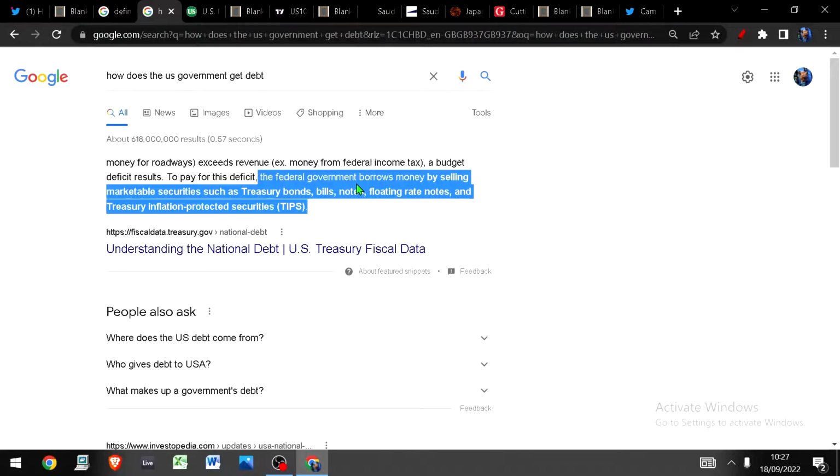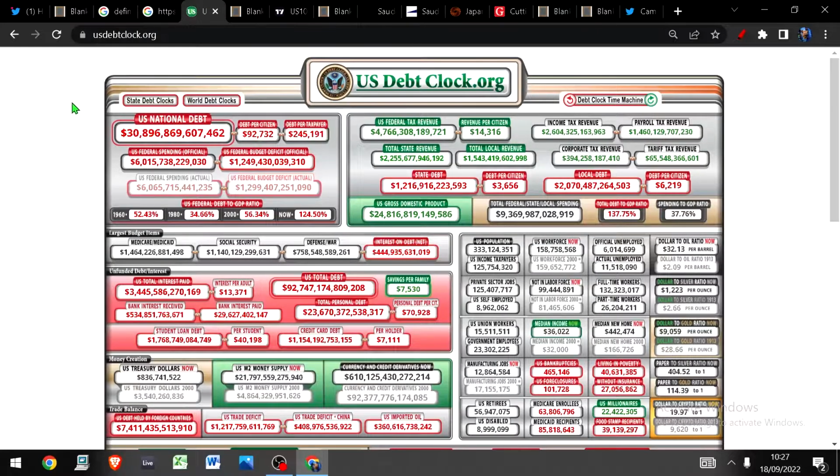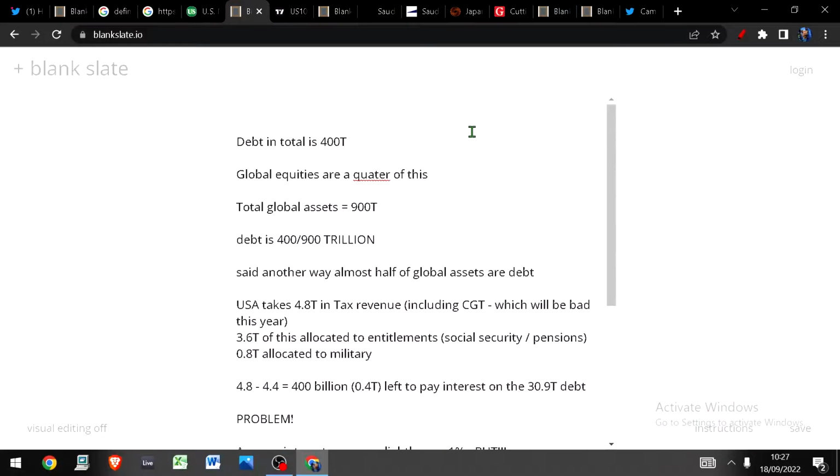So how does the US government end up acquiring debt? The federal government borrows money by selling marketable securities such as treasury bonds, bills, notes, floating rate notes, and TIPS. Said another way, it issues bonds. As of the time of recording, the US currently has just under 30.9 trillion US dollars of debt. The total debt on the planet is 400 trillion.